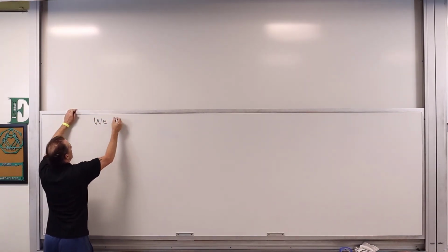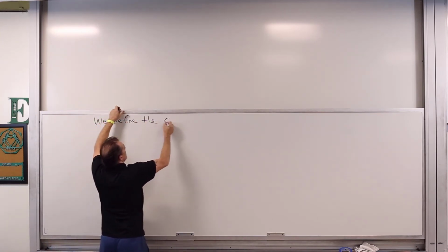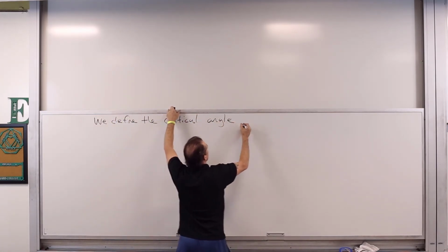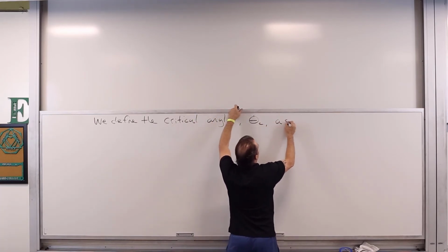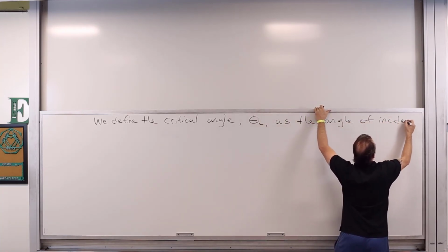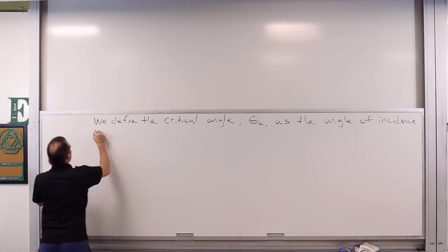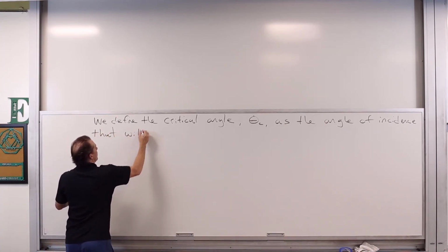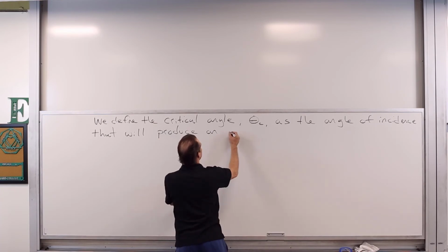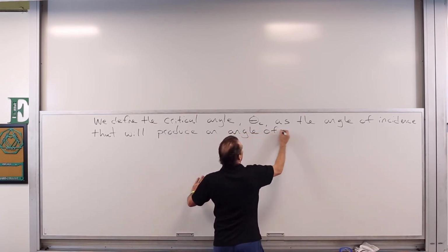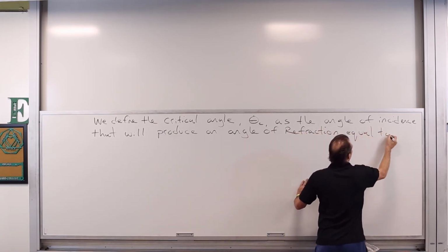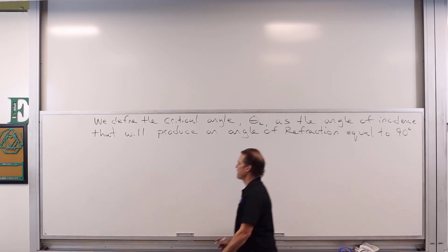So we define the critical angle, theta sub c, as the angle of incidence that will produce an angle of refraction equal to 90 degrees.